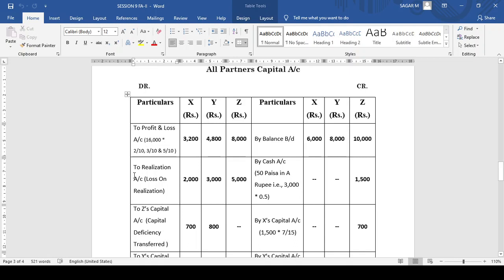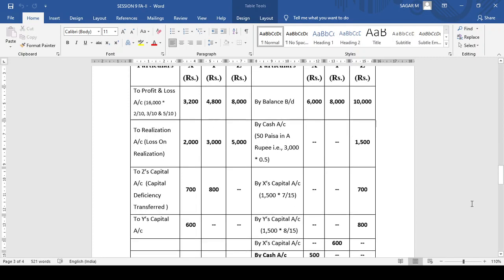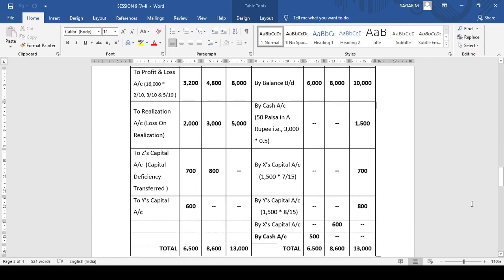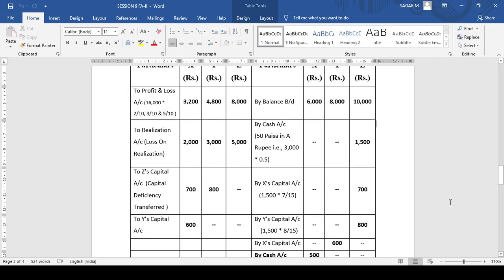Just now we prepared the realization account, so the realization loss is to be transferred, that is 2,000, 3,000, 5,000. After doing this, no other entry is to be passed in the adjustment. After this, at the outset, take the total. If you take the total of X, that is 3,200 and 2,000, it is coming to nearly 5,200 on the debit side.